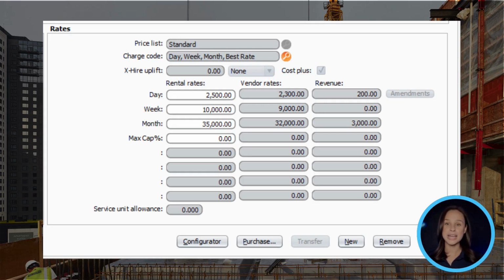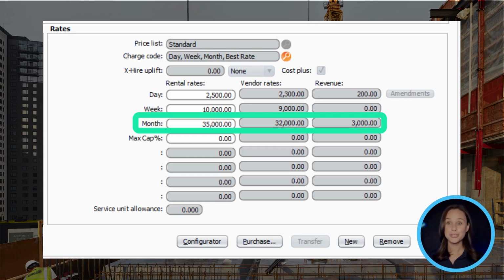Because both the rental rate and vendor rate are stored together, the system can immediately show the expected revenue or margin on the rental. For the monthly rate, we're charging the customer $35,000, while the vendor cost is $32,000. That gives us a margin of $3,000 per month.